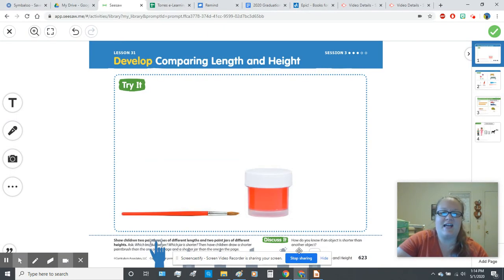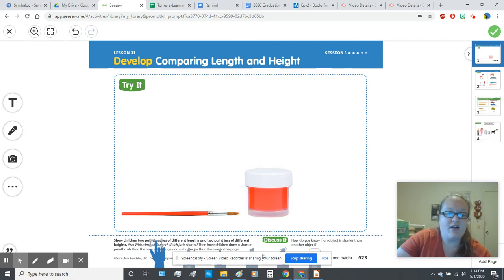So let's go ahead and look at today's lesson. On this page here, I see a paintbrush and a little jar of paint. We're going to be focusing on shorter today. Shorter can mean a shorter length, a smaller length, or even a smaller height.